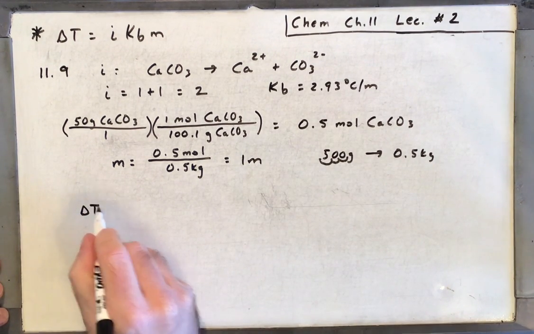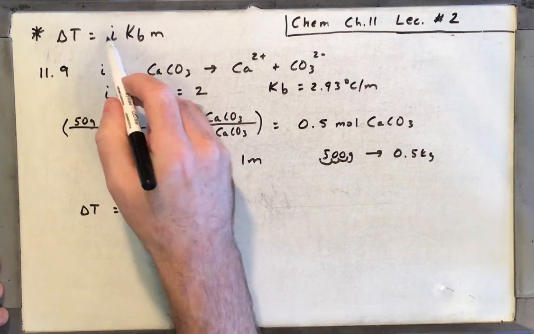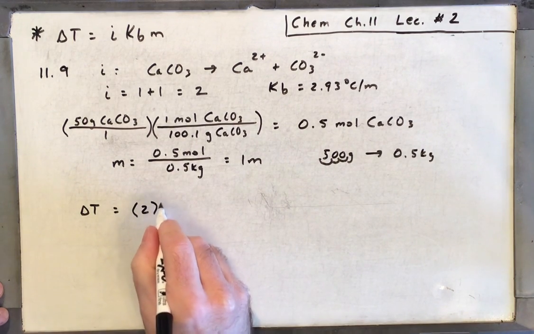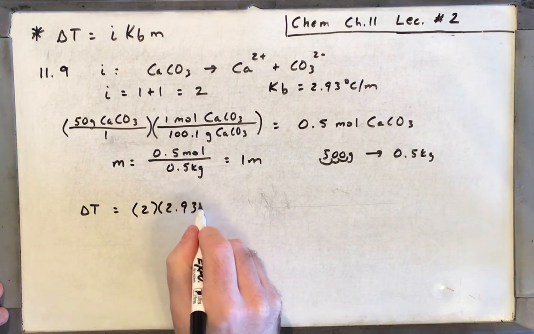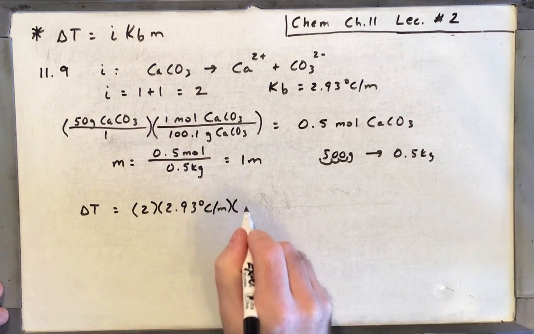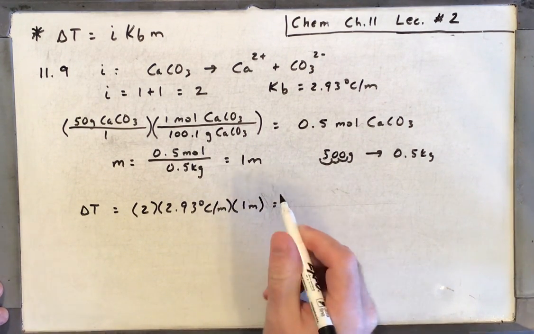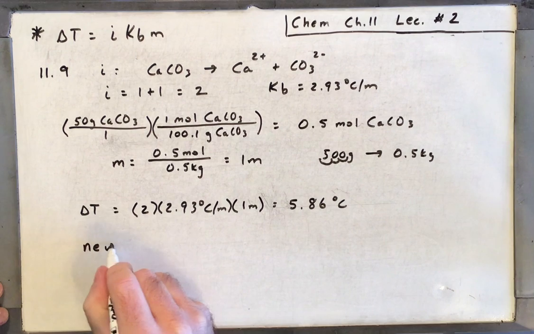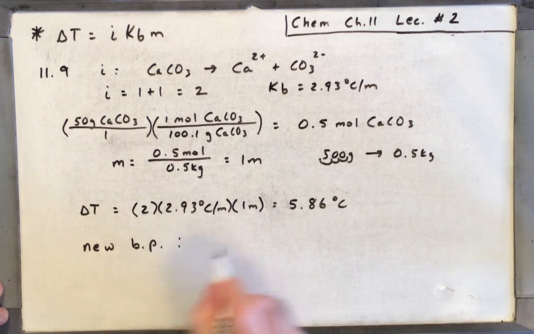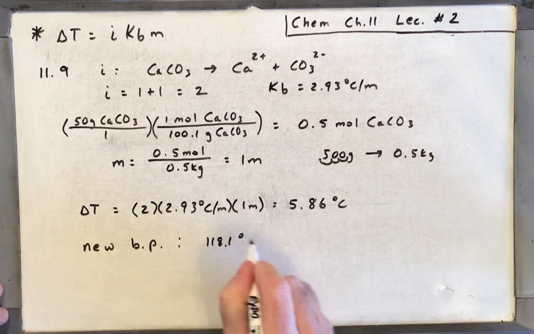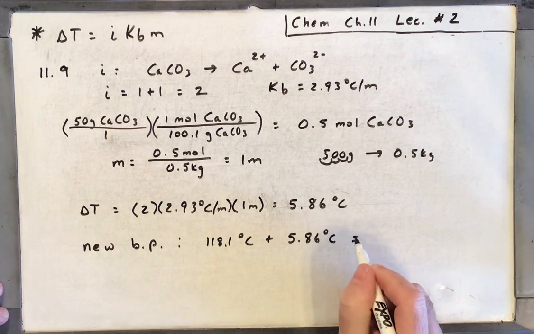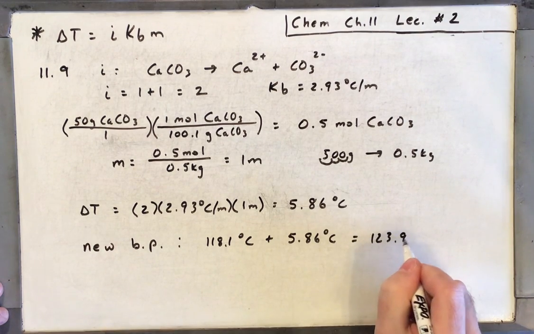So boiling point elevation is i times K sub B times molality. Here's our formula. i is 2, K sub B is 2.93, and molality is just 1. So that's 5.86 degrees C. Our new boiling point, we have to add that to the original boiling point. Our original boiling point was 118.1 because it's not water, plus 5.86. So that is 123.96.